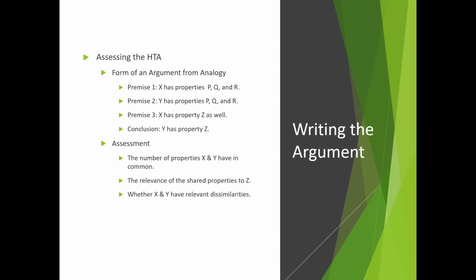So how do you tell when you've got a good one, or a bad one, or an ugly one? Well, there are 3 standards of assessment. And when building your argument, you'd want to explicitly state these standards and explicitly apply them. It would make a very focused paper and make sure that it's complete. So the first standard is the number of properties the 2 have in common. The more, the better. The less, the worse. The second is the relevance of the shared properties to the quality you were concerned about.